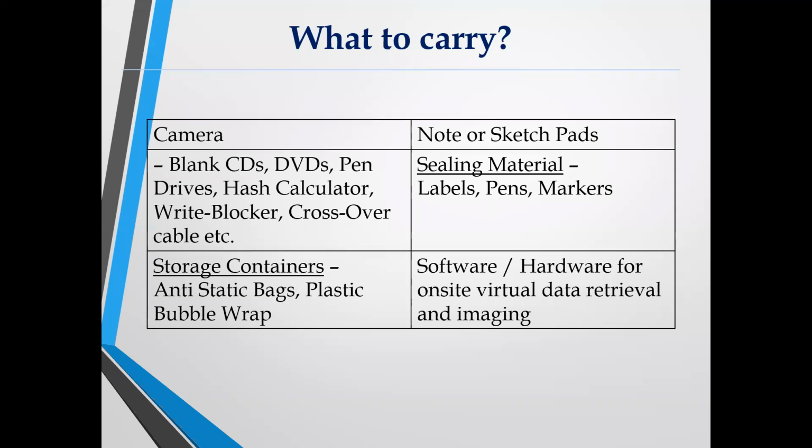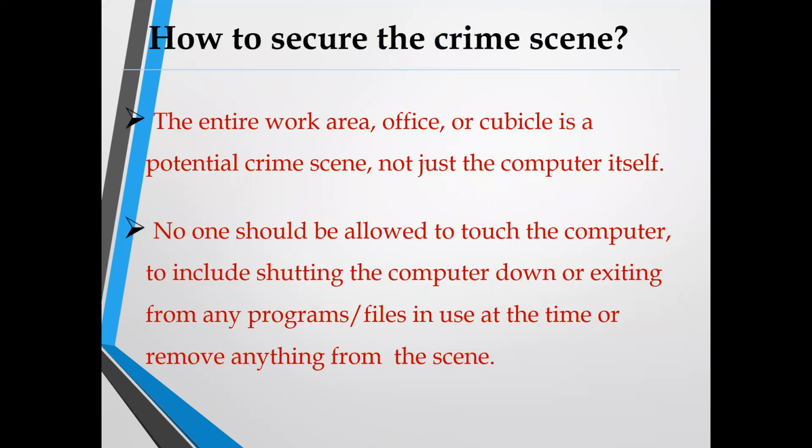Also, you need to have some notepads on you. You need to have cameras, by the way, right at the top here, for evidence, taking photos. You need to have sealing material. Do you remember the hard drive we saw that was sealed? Yes, there is official sealing material. Labels, pens, markers, because you're forever writing. Software and hardware for on-site virtual data retrieval or imaging. You should have those OS forensics, as we shall see. You should have access forensics. There are so many other tools that you can download to be able to carry out your forensic investigation.